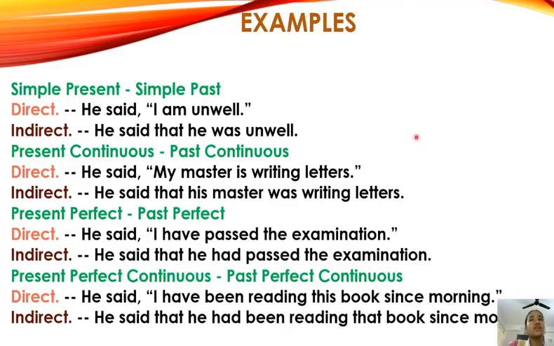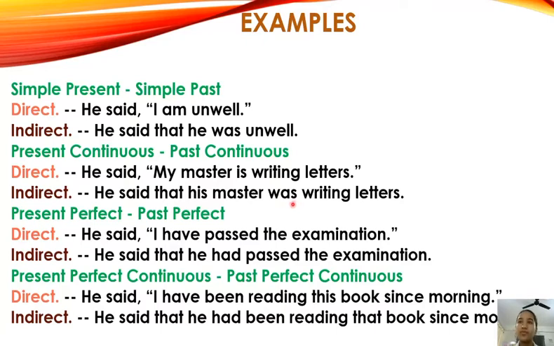Okay, so here are a few examples to clarify the things. The first example is simple present to simple past. Direct: He said, "I am unwell." Unwell means sick or under the weather. Indirect: He said that he was unwell. Present continuous to past continuous: He said, "My master is writing letters." That means the process is going on right now. Indirect: He said that his master was writing letters.